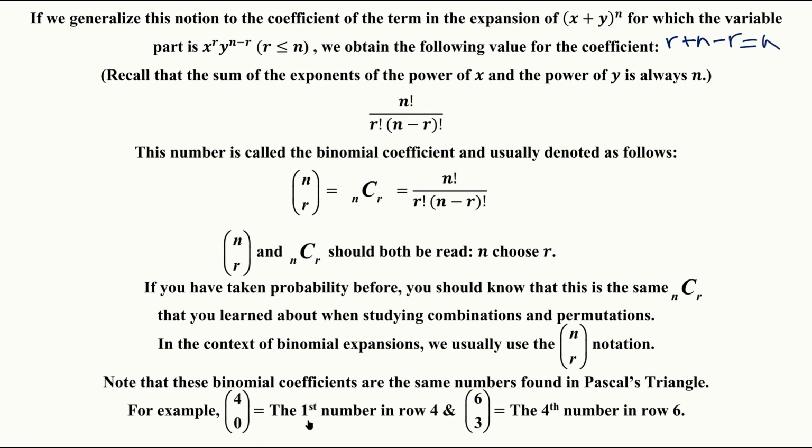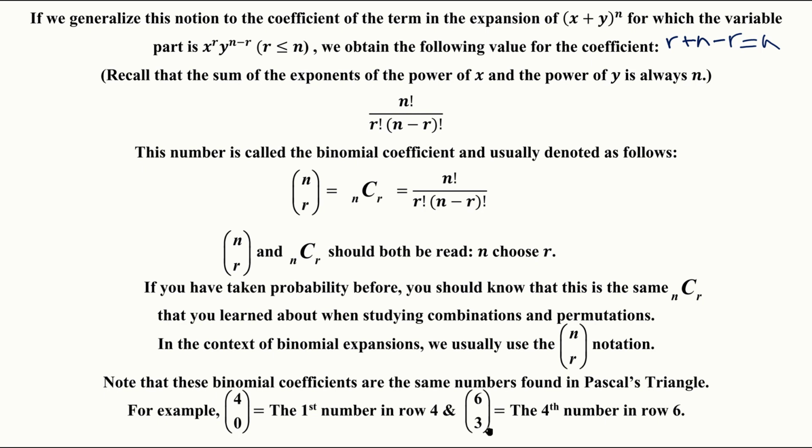So this would be the first number in, and this is going to be the row number in the fourth row of Pascal's triangle, right? And 6, 3, for example, would be the fourth. Remember, add 1 to this number down here. So that tells you what number in, and this top one is always the row number. So this would be the fourth number in row 6.